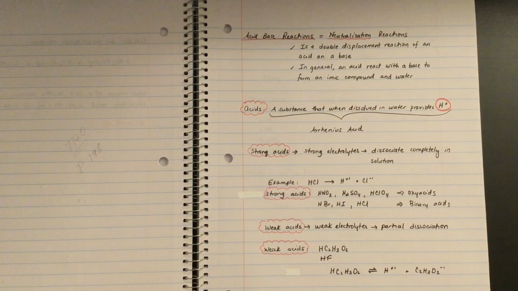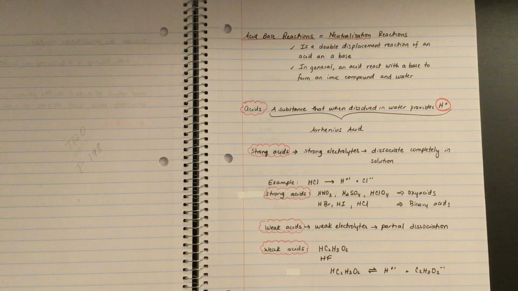Acid-base reactions are also known as neutralization reactions. So when you mix an acid and a base, you're always going to get a product that is the same in different types of neutralization reactions. And I will show you with a couple of examples later.